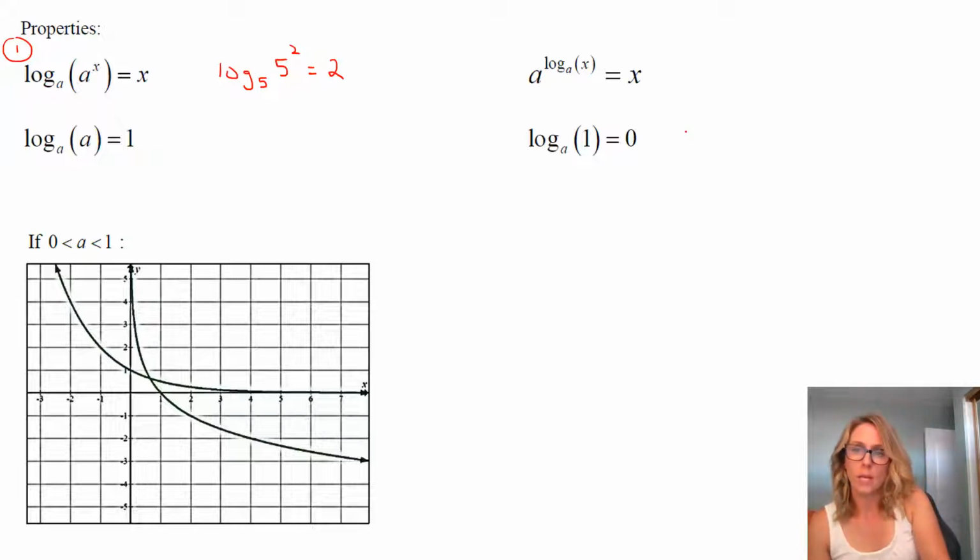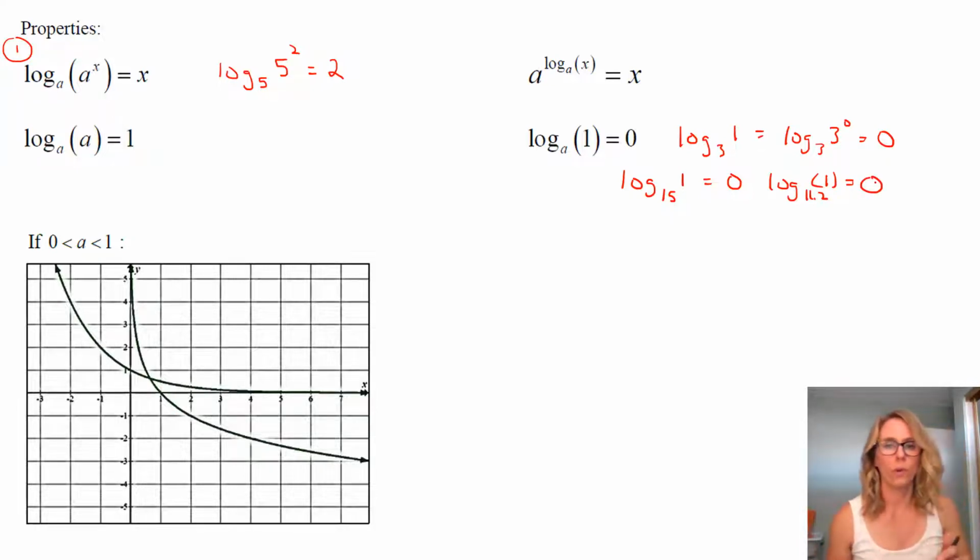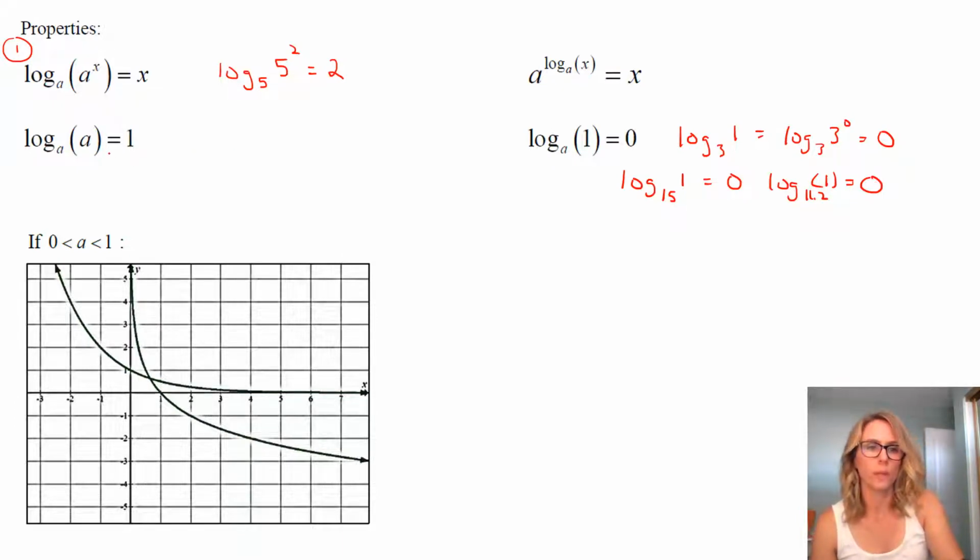I've also talked about this one here. This is, for example, we did log base 3 of 1, and that was log base 3 of 3 to the 0. And so that's why it's 0. But the point is it can work with anything. So I could have had 15 here, and if I had 1, the answer is still 0. And log base, it really doesn't matter. Log base 11.2 and then of 1 is 0. So it doesn't matter what your base is. If you have 1 inside, the answer there is 0.